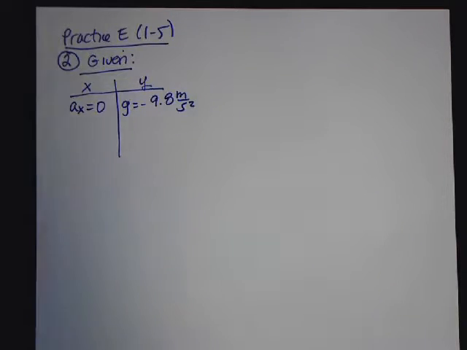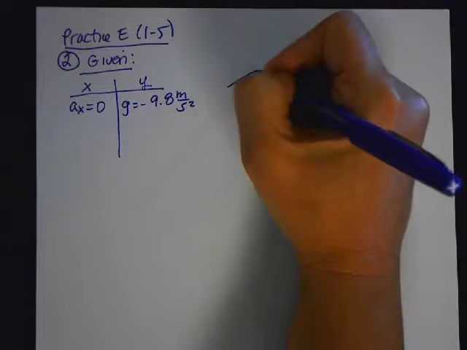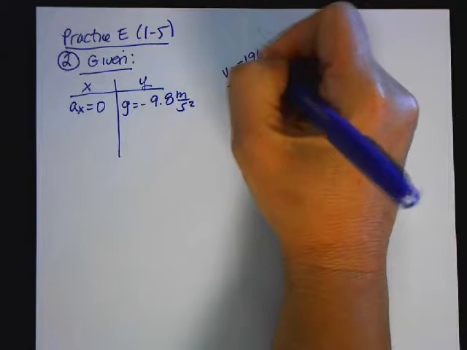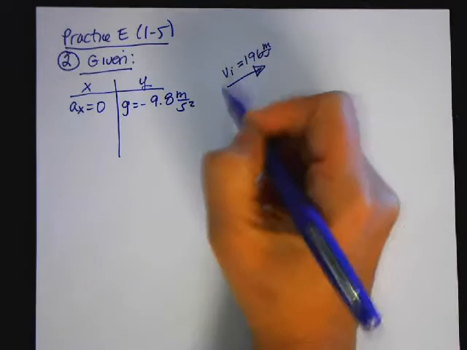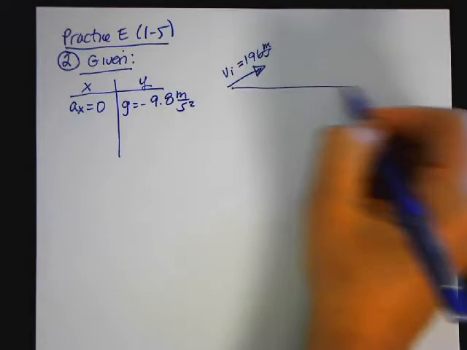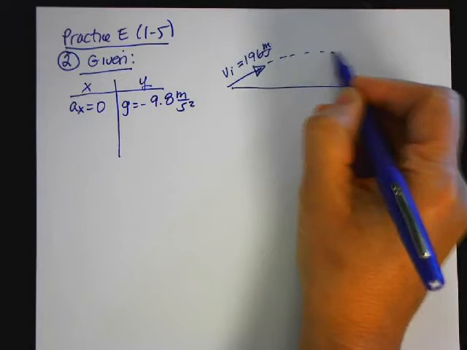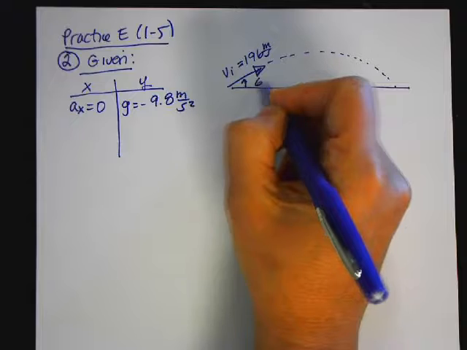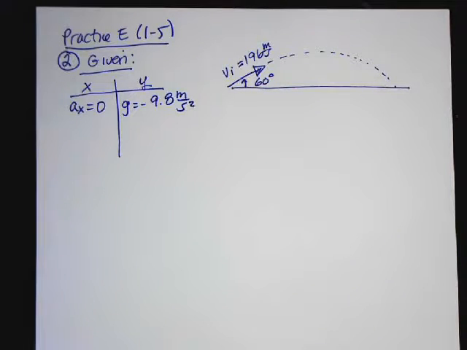So it says a projectile is fired with a velocity of 196 meters per second at an angle of 60 degrees. So now I'm going to draw my picture. This VI is equal to 196, and it's going to go like this. And this angle here is 60 degrees. Now don't draw like a triangle. I saw some people doing that. So that's my picture, because the picture is going to help me.